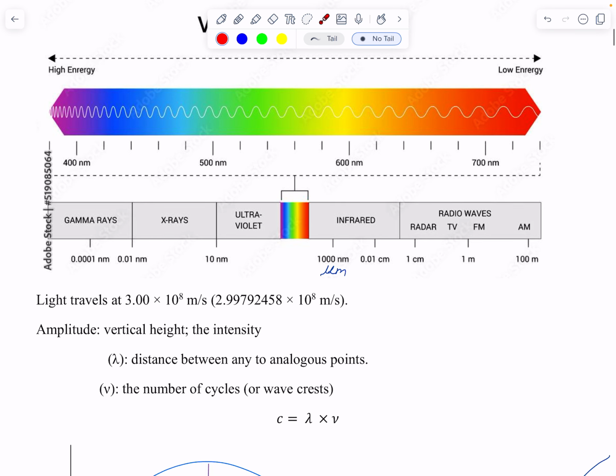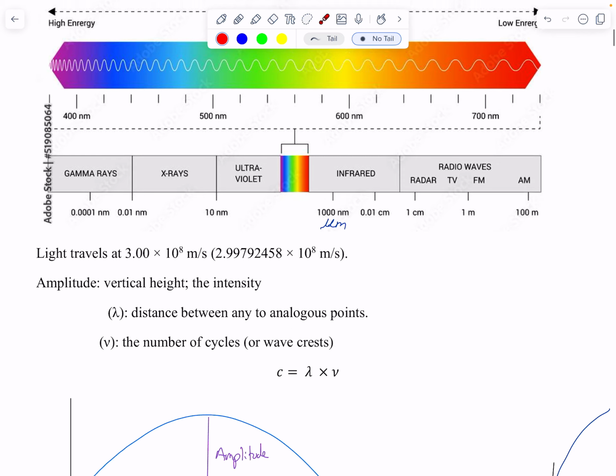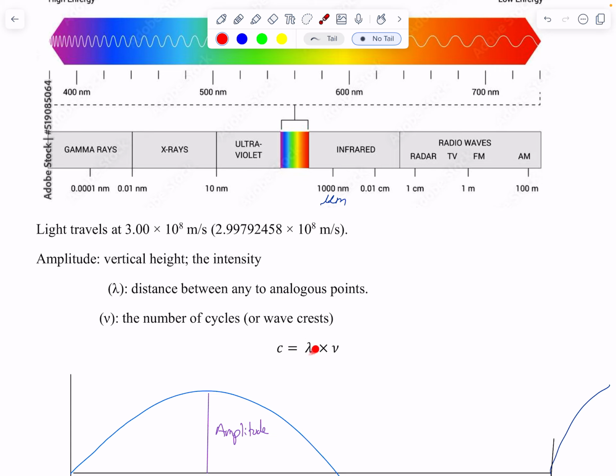So light travels at that exact speed in a vacuum, 2.99792458 times 10 to the 8th. And lambda, right here, is the wavelength. This is nu. This is the frequency, which is nu, Greek letter nu. And it's in cycles per second, 1 over seconds, or hertz.